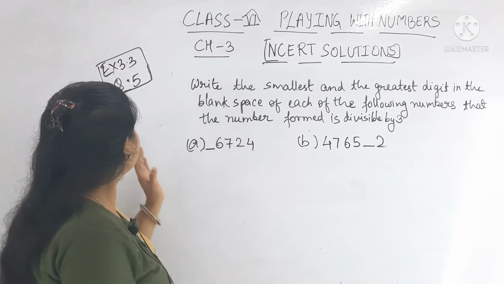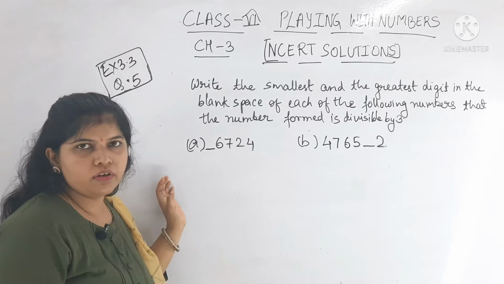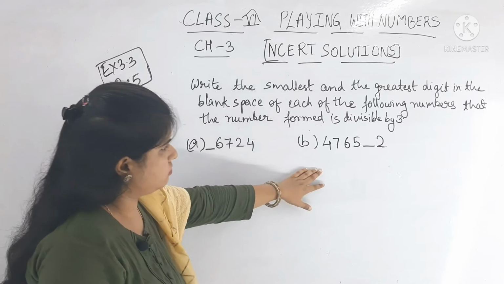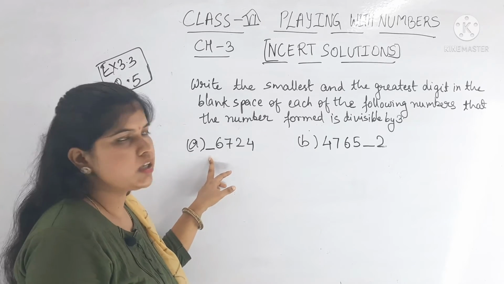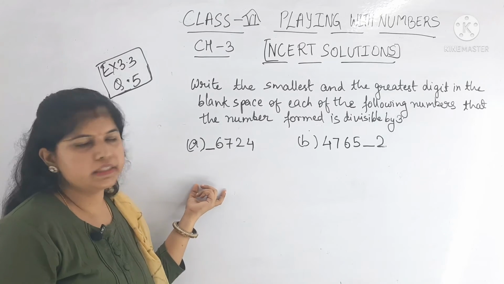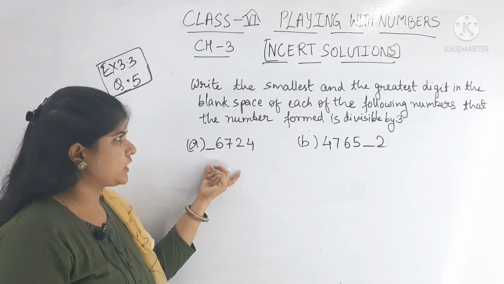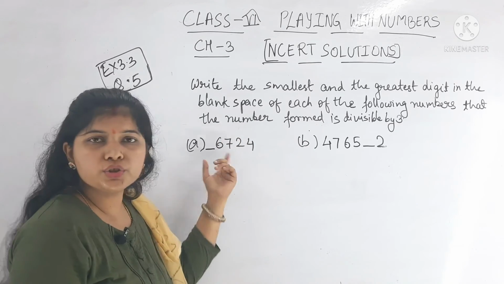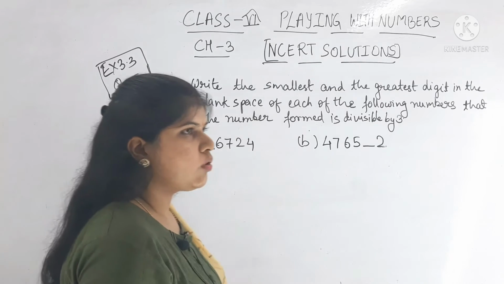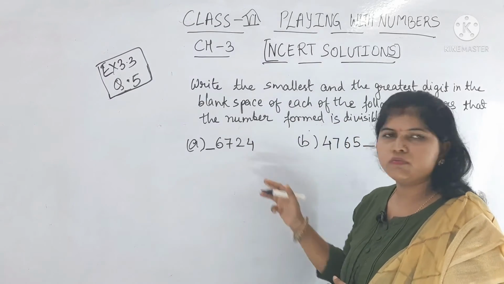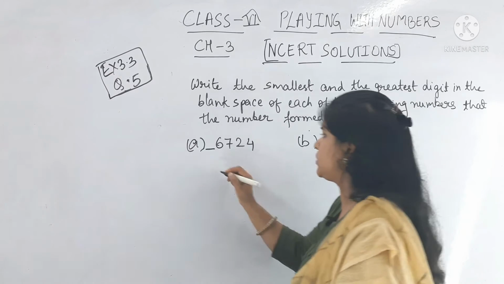Okay students, come to the question number 5. So here you have to fill these blanks. Okay, so you have to write the smallest and the greatest digit for the blank space. The number formed is divisible by 3. So this number should be divisible by 3. So we know the divisibility by 3. Okay, so what you have to do, you have to first take the sum of the digits.